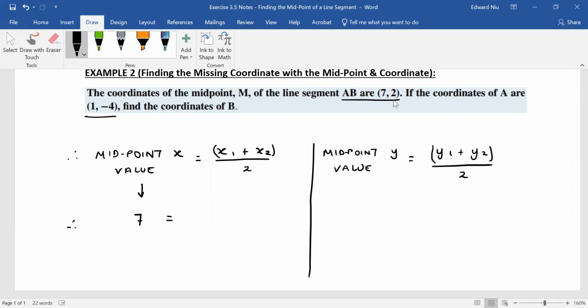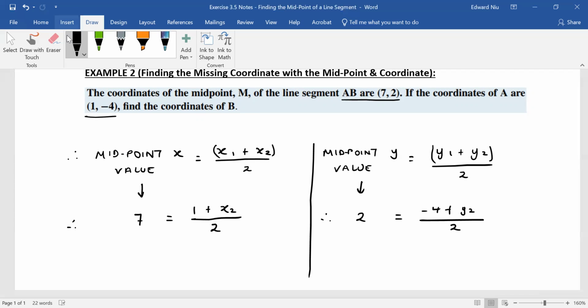which is going to equal, well, coordinate A we'll just call x1 and y1. So here we have 1 plus the unknown coordinate of B, divided by 2. And over here, we know the midpoint value of y is 2. So we substitute 2 into the midpoint of y. And y1, we know is going to be -4, because we're given one coordinate, but we're not sure what the other is, and that's our job to find out.